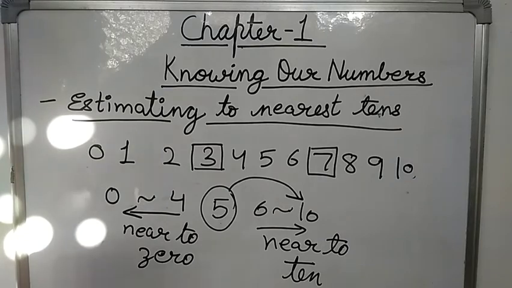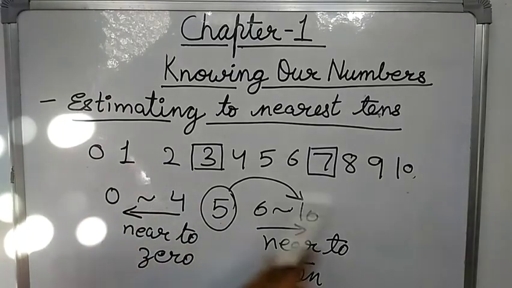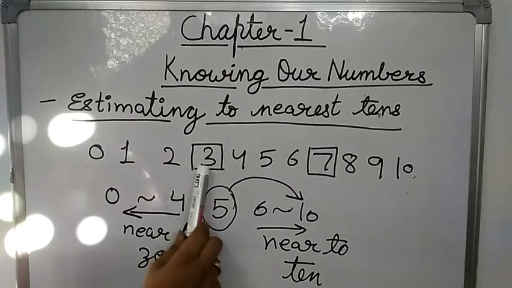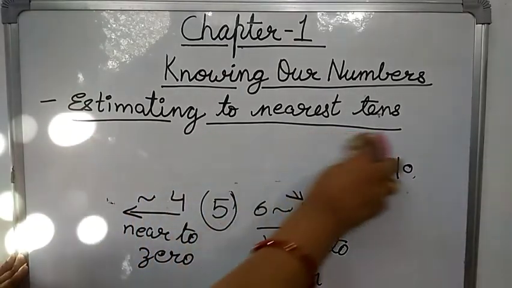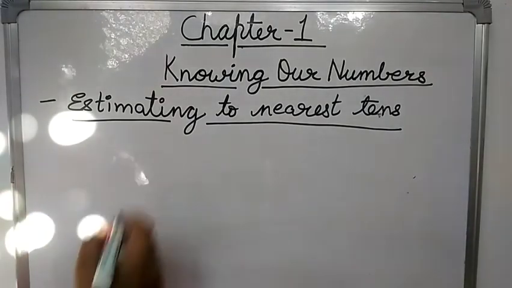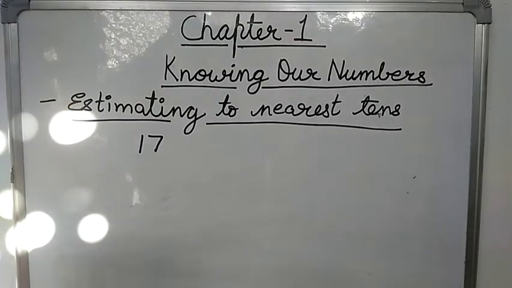Let's take one more example. This is about 1 to 10. I told you that 1, 2, 3, 4 are estimated as 0, and 6, 7, 8, 9 are all estimated as 10. If we have a number 17, how will we estimate it to the nearest 10?